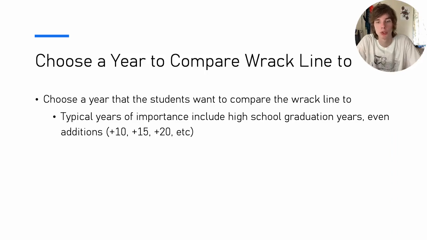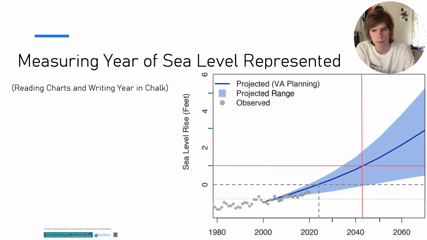You're then going to choose a year to compare the rack line to, and this is best several years into the future. So this could be a graduation year, or 10, 15, 20 years in the future. It just needs to be within this chart, the year does. Let's say someone chose the year 2042. So you would find 2042 on the x-axis and then follow it straight up until it hits this blue line here. And if you follow that point over to the y-axis, you'll see that in 2042, the sea level will have risen by 1 foot.